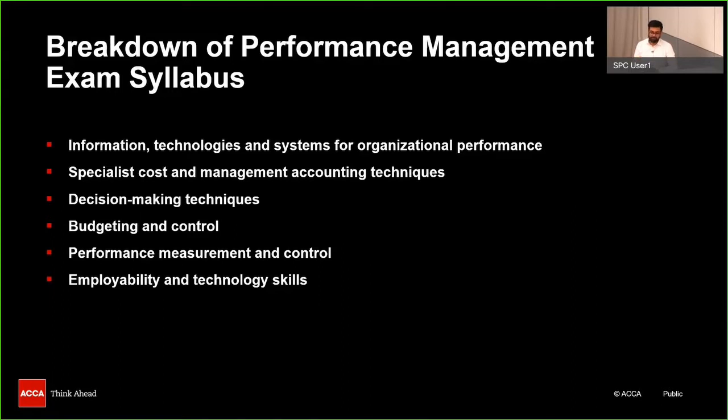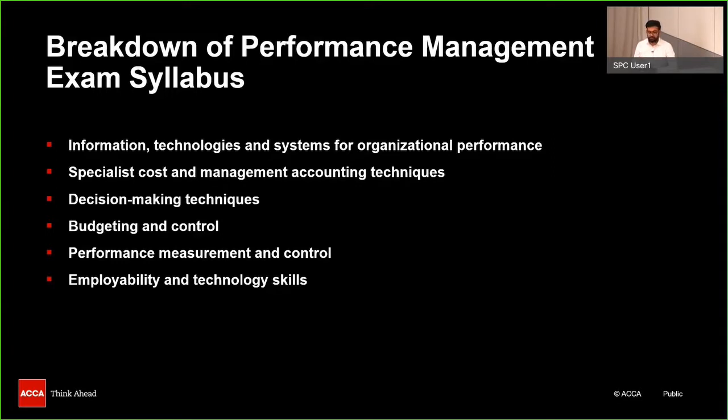Then we have budgeting and control. Budgeting is all about setting the targets, and once the targets are set, we're going to compare them against the actual performances, and differences are called variances. So that's the control measure to assess the performances of the different departmental managers.